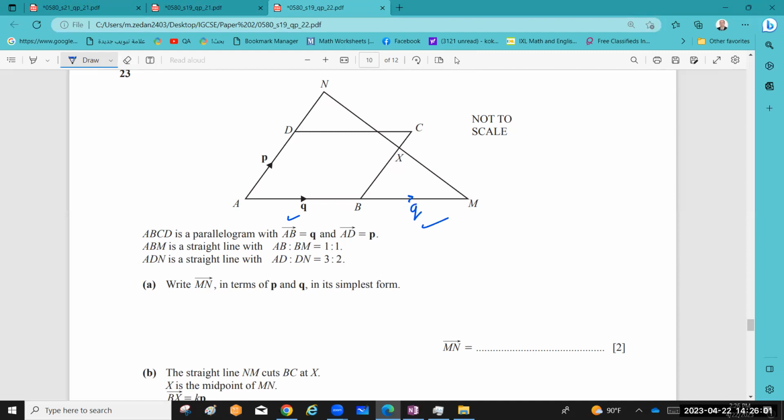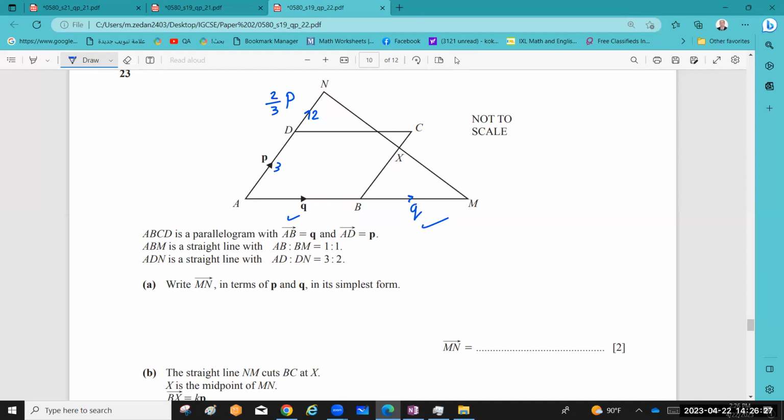AD to DN is 3 to 2. AD is considered 3 parts, and DN is 2 parts. Simply, it means if the 3 parts have a value of vector P, the 2 parts will be 2/3 P. Simply like this, 2 parts out of 3 of P. This is the vector DN.